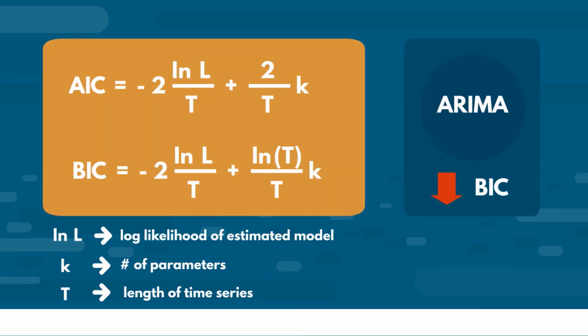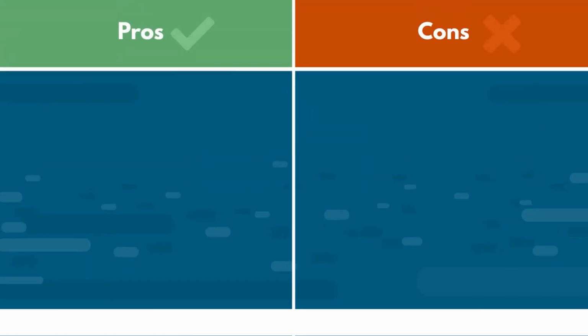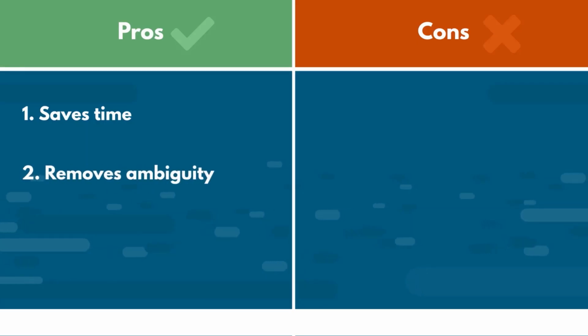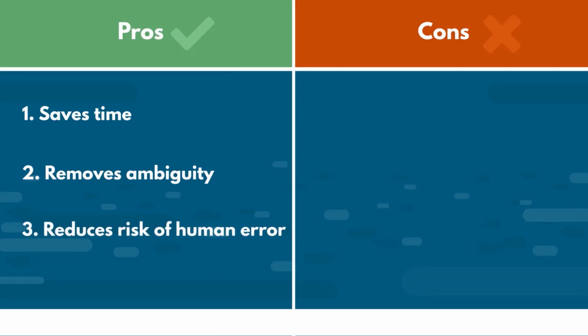Okay, there's one last topic we need to discuss before we can get some hands-on experience: the pros and the cons of using this approach. On the plus side, this method can save us an enormous amount of time and eliminate the need to understand the statistics and theory behind model selection. It also removes ambiguity around the best model and makes the LLR test redundant, since we don't have to compare models against each other. Using this method will also reduce the risk of human error and the possible mistakes caused by an incorrect interpretation of the results.